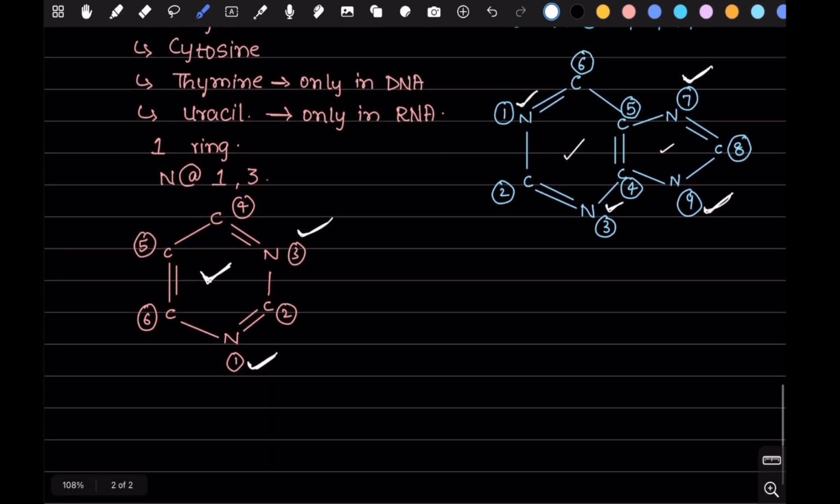Structure like this. The sugar is a pentose. That means it is five-sided. 1, 2, 3, 4, 5 sides we have drawn. Let's number 1, 2, 3, 4, and 5. This has an O over here. So we have got the deoxyribose sugar over here.